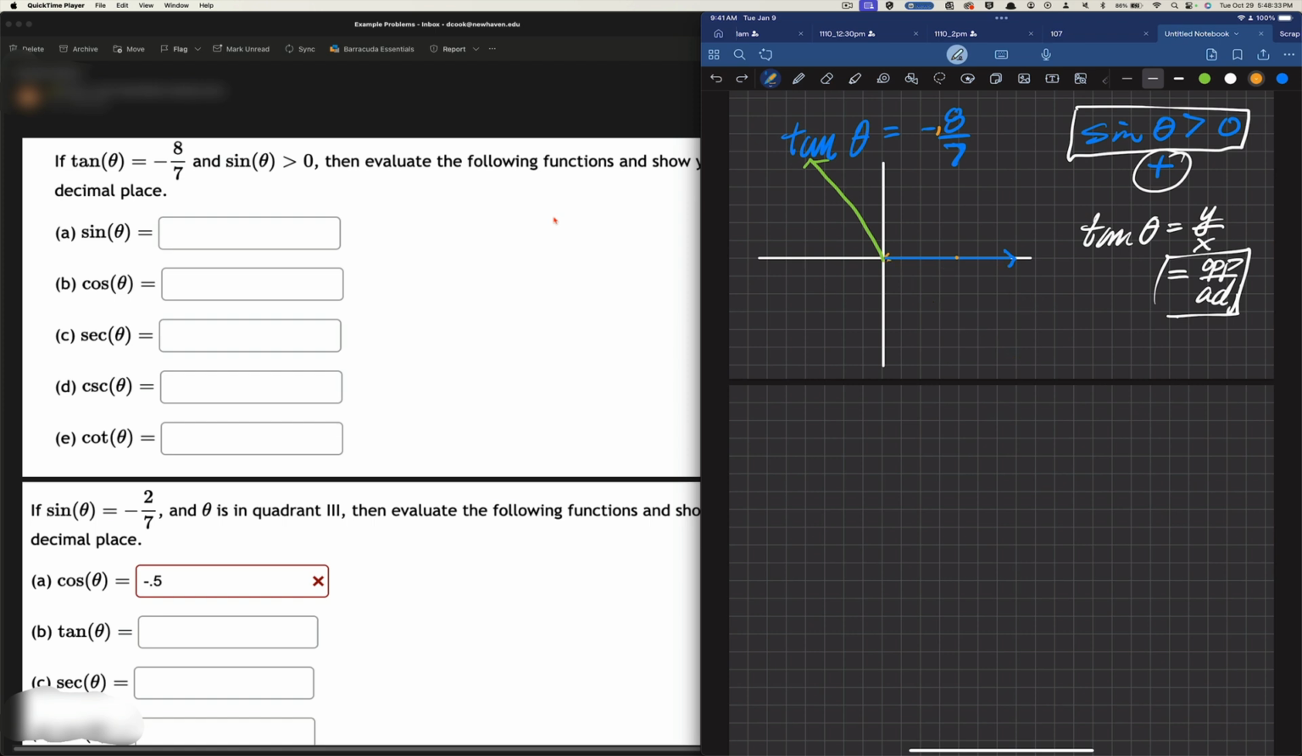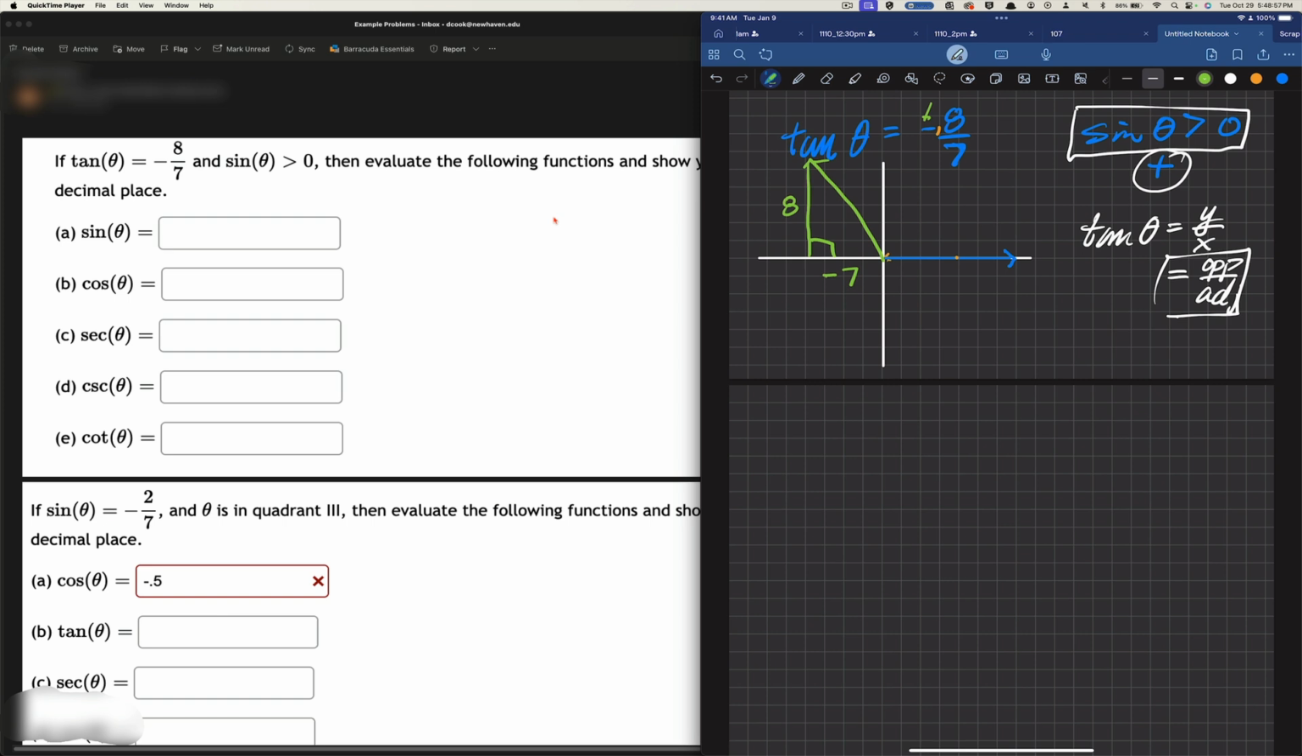Now that we know that our angle is in the second quadrant, we can draw our triangle. Do that. Label this as 8. Label this as 7. Those are the lengths of those sides. And of course, this negative sign is going to be attributed to the 7 because that's the negative x direction. It cannot be attributed to the 8 because the 8 is in the positive y direction.